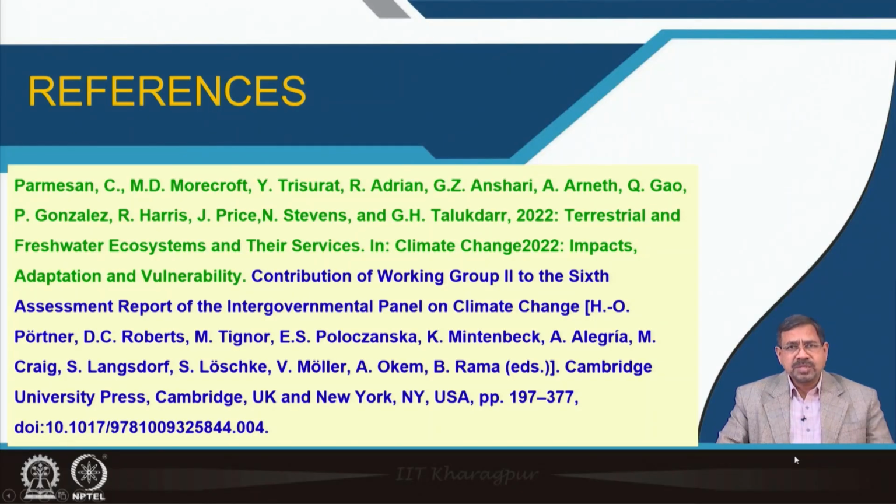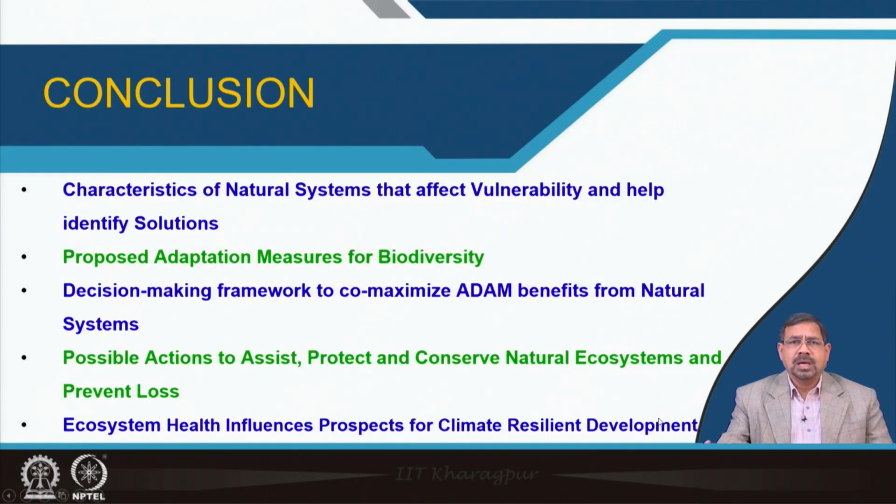The same chapter on terrestrial and freshwater ecosystems and their services, which appeared in the Climate Change 2022 report, has been taken, and all these figures have been taken as references to formulate this lecture. Now, coming to the conclusions we discussed. We discussed the natural systems that affect vulnerability and give us solutions. We also tried to understand different adaptation measures that can be proposed to arrest biodiversity loss.